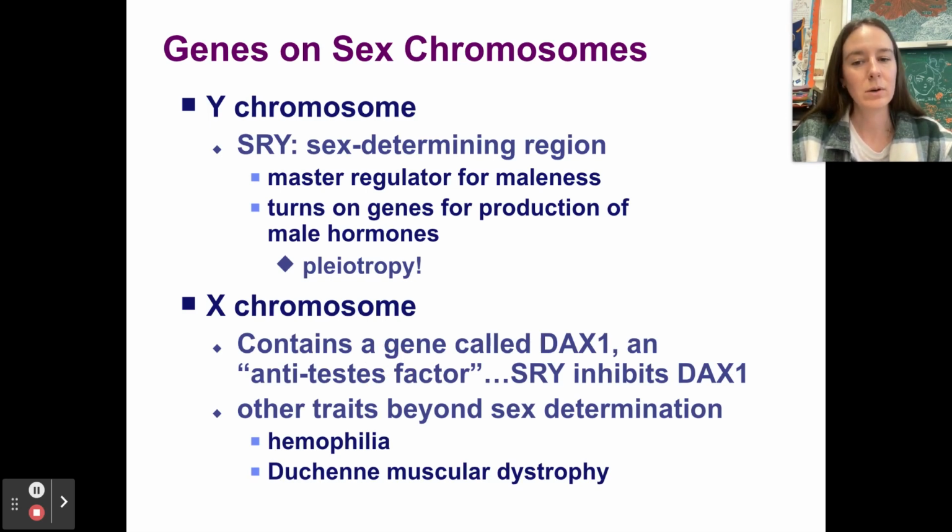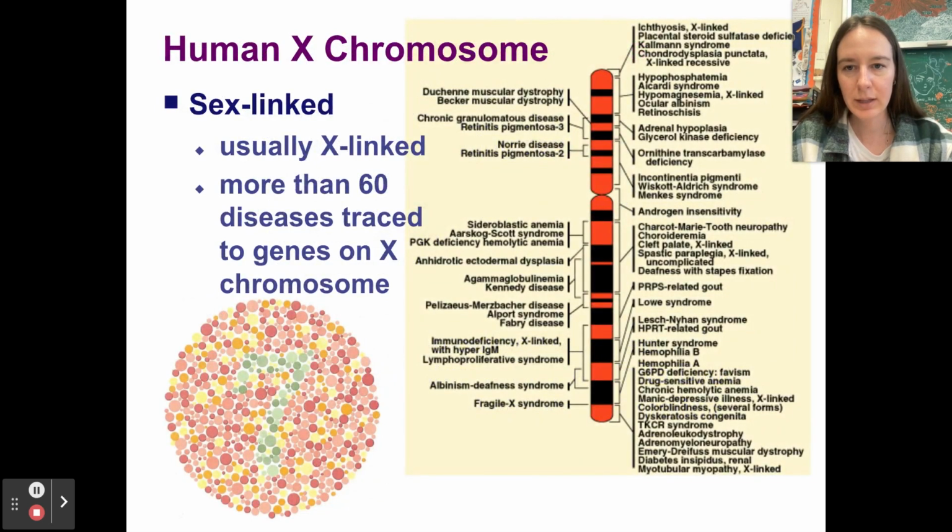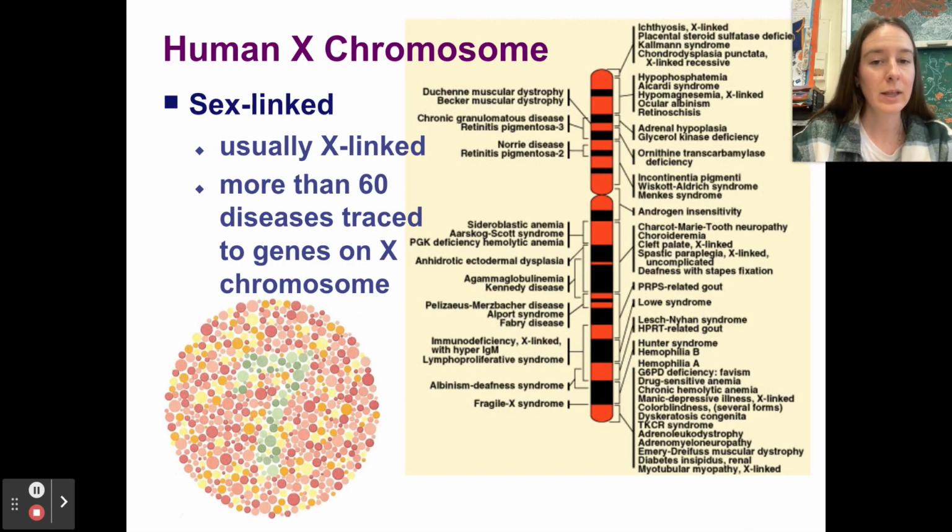And so these are also potential genetic conditions that could come about if you have that gene on your X chromosome. And color blindness. So the human X chromosome, if you take a close look at this, you can see all the genes that are found on the X chromosome. And so as long as you have one copy of that gene or that allele, if you're a male, you will have that trait because your Y chromosome doesn't have that gene on it. So as long as you have one copy, you'll have it. So when we're talking about sex-linked, we're talking about genes that are found on the X chromosome. And there are more than 60 diseases traced to genes on the X chromosome, including color blindness and what we just talked about.